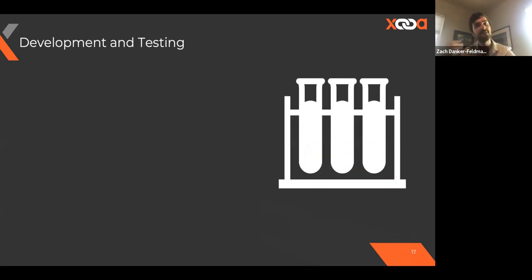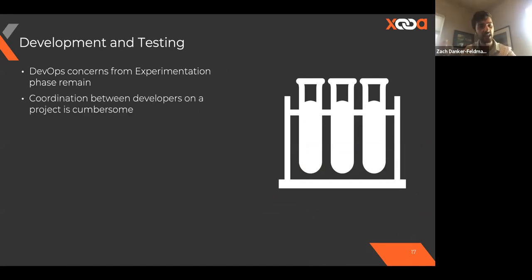Next, we enter the development and testing phase, which is where a lot more progress is made toward that production-ready deployment. So the DevOps concerns from the experimentation phase largely remain during the development and testing phase. And additionally, collaboration on a project is difficult between developers as they're operating in different environments. This makes for a cumbersome development process, especially with a new and complex technology like blockchain. It also contributes to slow prototyping.